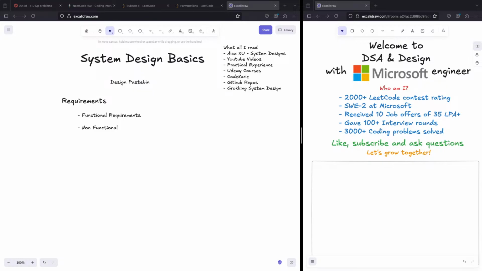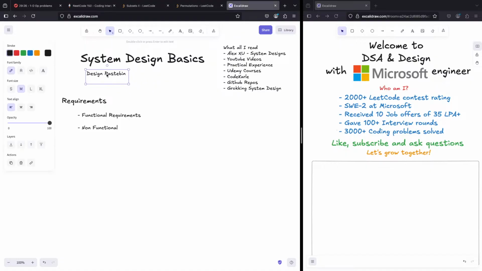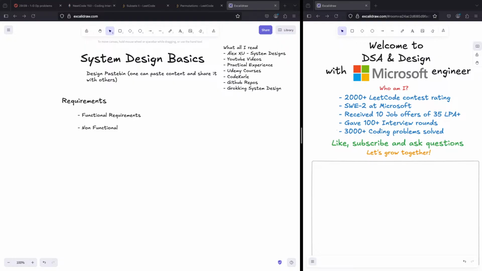I think they have put in some login or something, but that's the gist. So basically in Pastebin you can paste your content. One can paste content and share it with others. And I think it's just text content.